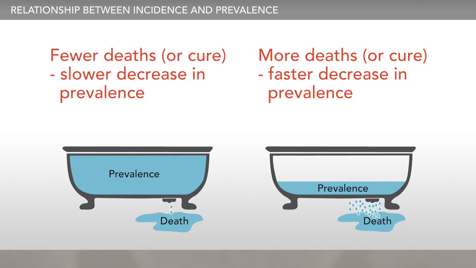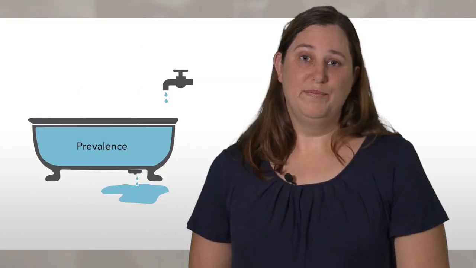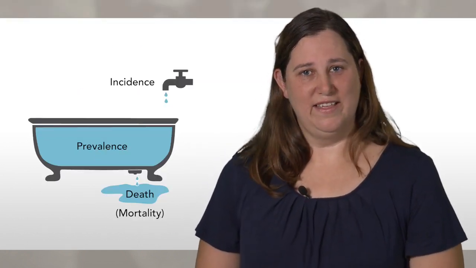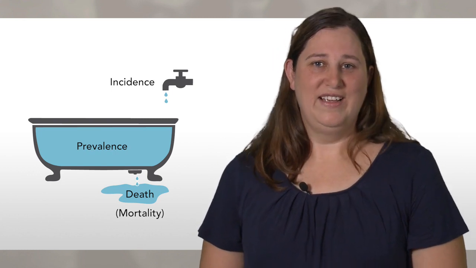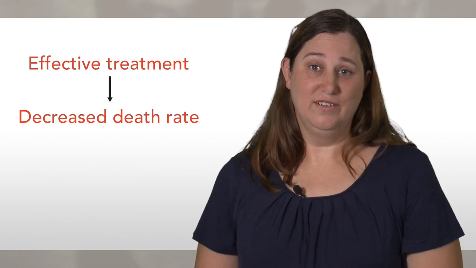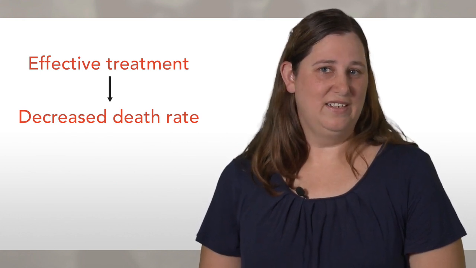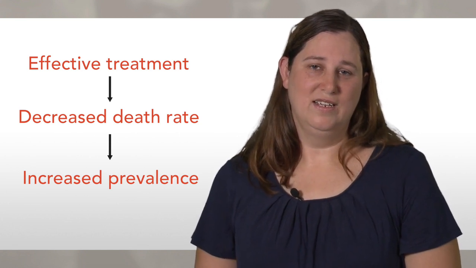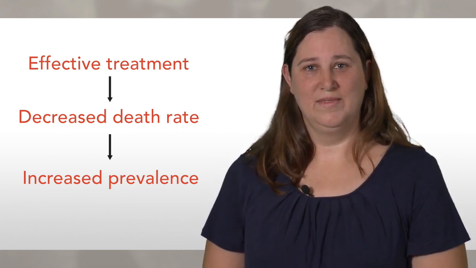In contrast, if death rates are low, then the prevalence of a condition is likely to decrease at a slower rate. Thus, the prevalence of a condition is dependent on the incidence as well as the rate of recovery and death. In the case of HIV, effective treatment results in a decreased death rate, which alongside the occurrence of new HIV infection can result in increased rather than decreased prevalence, at least over the initial period.